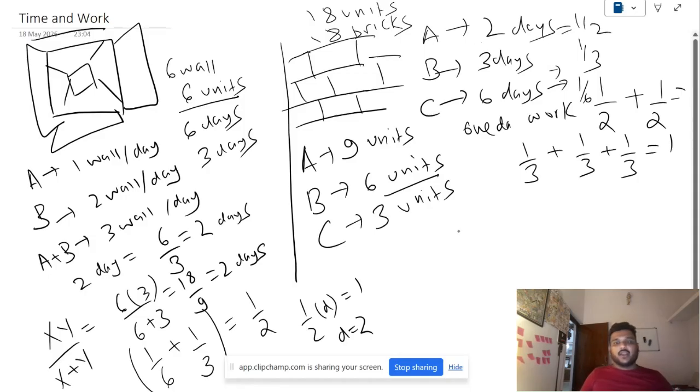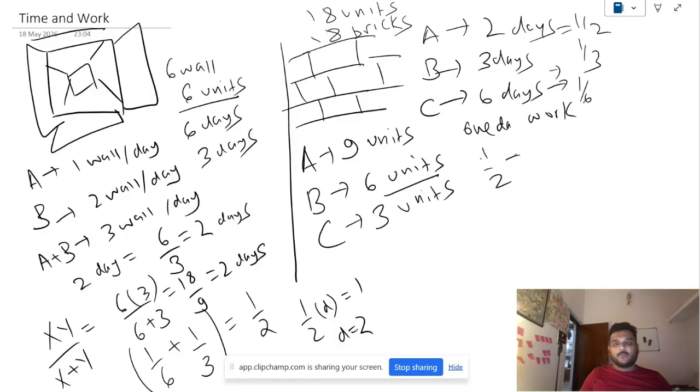Simple. Now, if we look at the total work that is done in one day, how much is it? 1 by 2, 1 by 3, 1 by 6. If we take the LCM of 6, 3 and 2, it is 6. So 3 plus 2 plus 1, that comes out to be 1. So one day work is how much? Together it is coming out as 1.